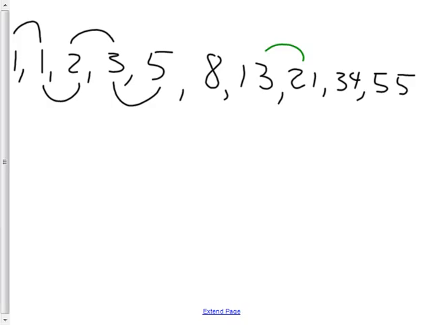Take the bigger one divided by the smaller one, and it should be 1.6 something. What is it? 1.6 what? All right. Try taking 34 divided by 21. See what you get for that. 1.61 what? 9. Take 55 divided by 34.